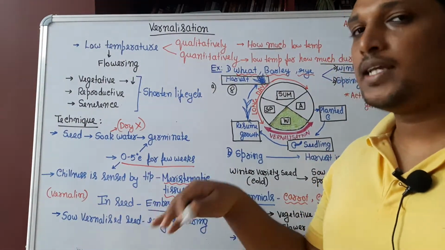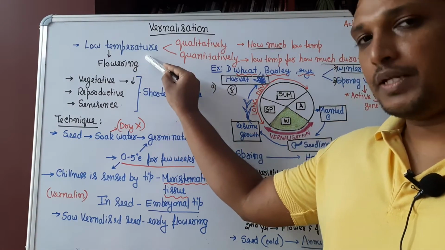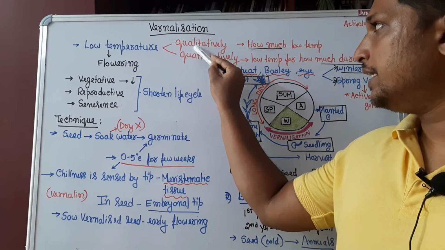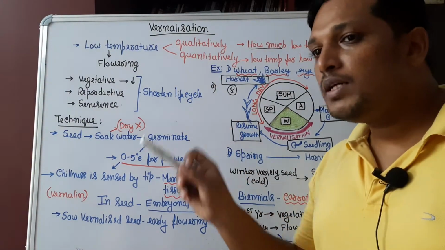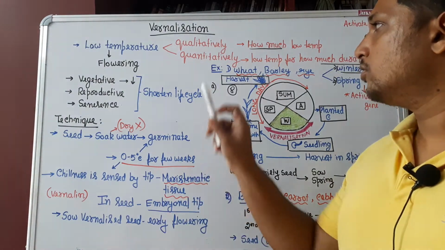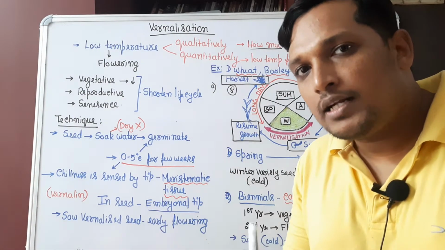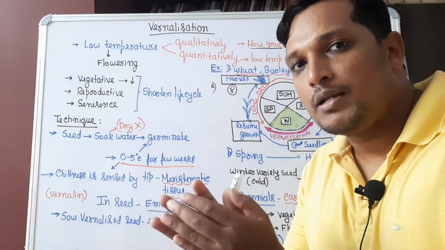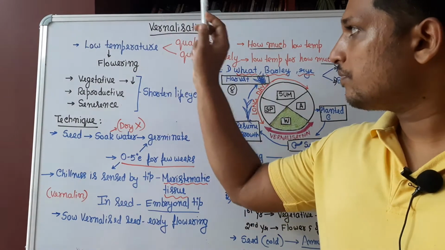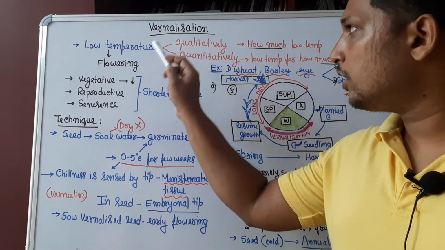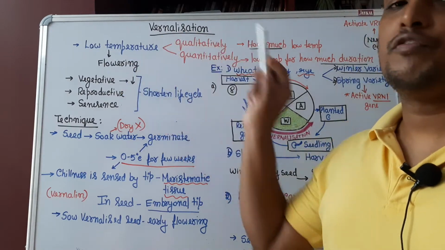Therefore, vernalization can be defined as exposure of the plant to low temperature. That can be qualitative as well as quantitative. Qualitative refers to how much low temperature you are going to expose. Quantitative refers to for how long a duration you are going to give that particular temperature to that particular plant. Exposing the plants to low temperature, which may be qualitative as well as quantitative, to induce flowering.